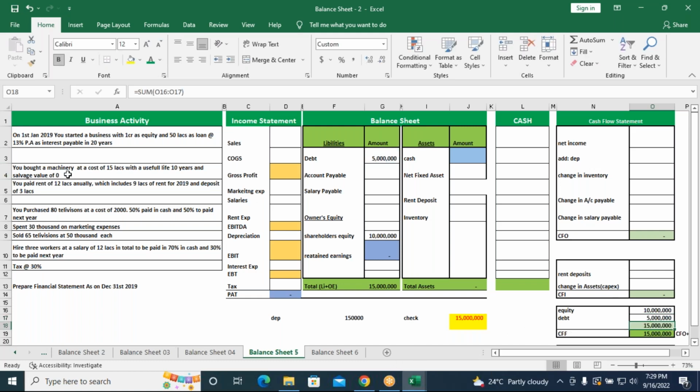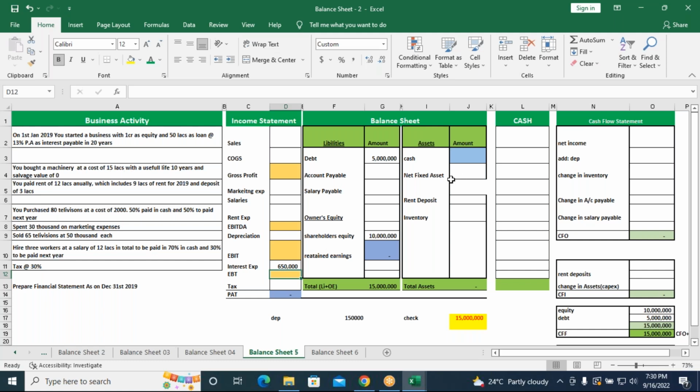So next, you bought a machinery at a cost of rupees. So here, interest on the loan amount, that is 50 lakh rupees, I'm getting it at the rate of interest of 13%. So interest I need to calculate here is equal to 50 lakh into 13%. Enter. So it is 6,50,000 rupees interest.